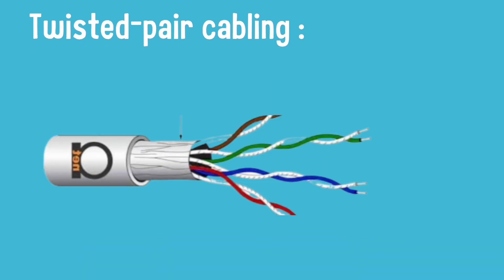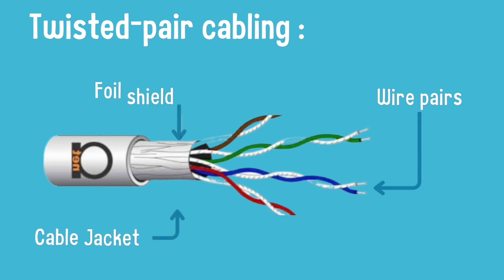Twisted pair cabling. A twisted pair cable has 4 pairs of wires. These wires are twisted around each other to reduce crosstalk and outside interference. This type of cabling is common in current LANs. Twisted pair cabling can be used for telephone and network cabling.